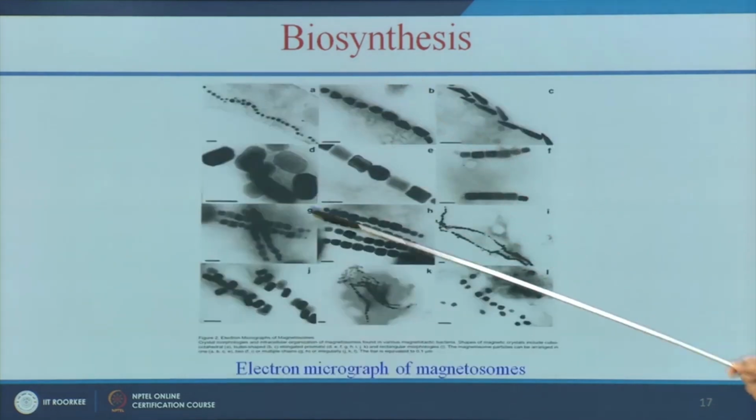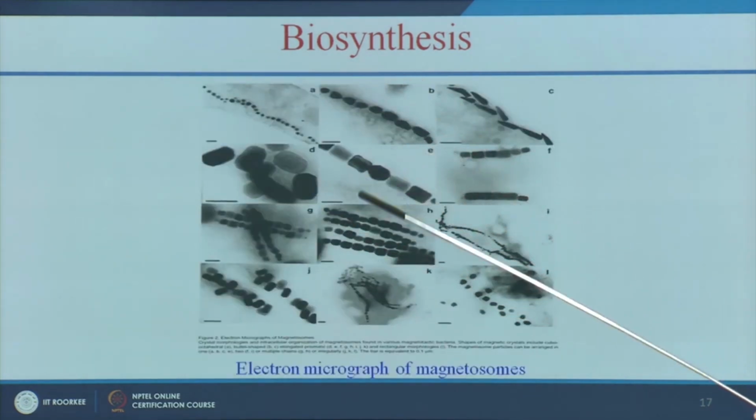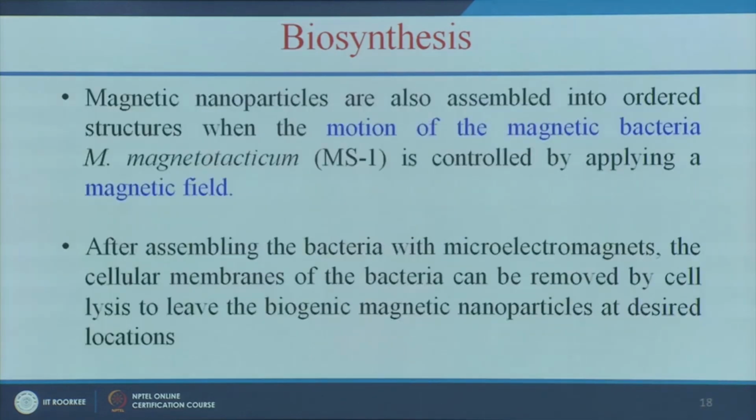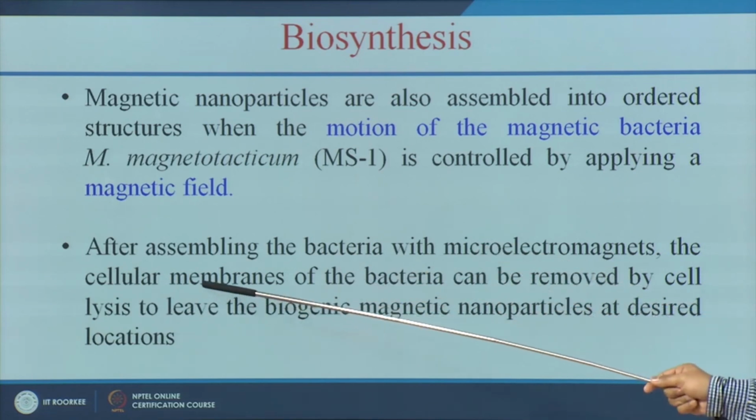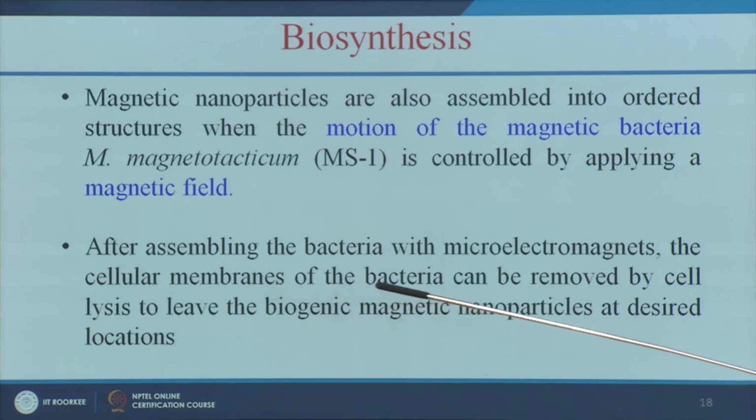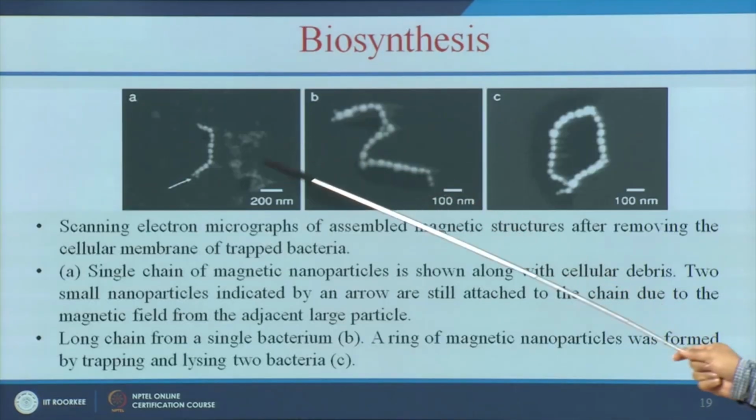So here you can see the beautiful pictures of these magnetosomes which have these magnetic nanoparticles. And another advantage of this magnetic bacteria is we can assemble these magnetic particles by applying an external magnetic field. By simply applying the external magnetic field, we can arrange this magnetic bacteria. So after assembling the bacteria with the micro electromagnets, we can remove the cell membranes. How can we remove the cell membranes? We can add some lysis solution, so that can lyse the cell membrane and it can leave the nanoparticles intact. So this picture will clearly tell you.